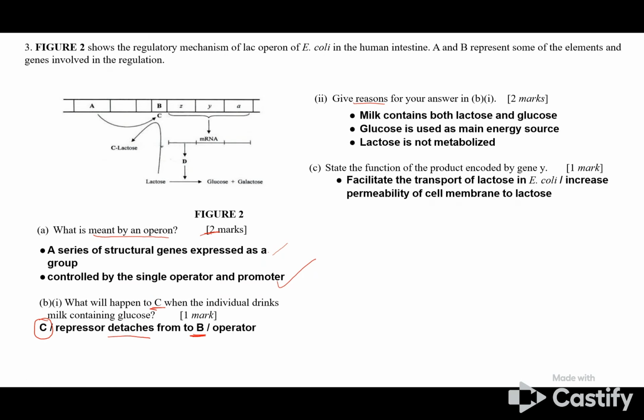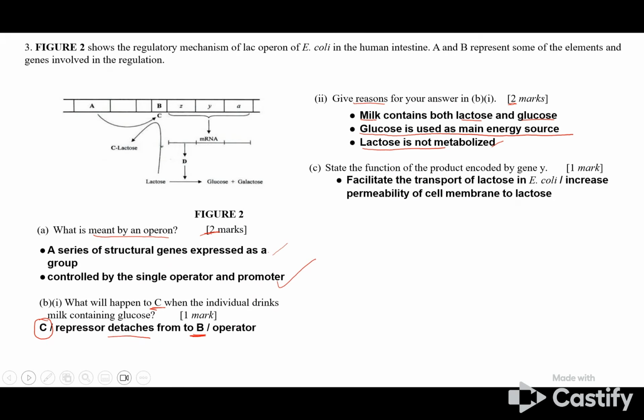Okay, give reason for your answer. Why is detached? Because the milk contain lactose and glucose. Okay, but if you see here, the lactose is not metabolized. That means the lac operon actually is switched on, but it's not fully functional because the bacteria prefer to use the glucose as a main energy source. Okay, so once the glucose is completely used, then only it started to use the lactose. So where the lac operon is fully switched on. Since it's only 2 marks, you can give any 2 points.